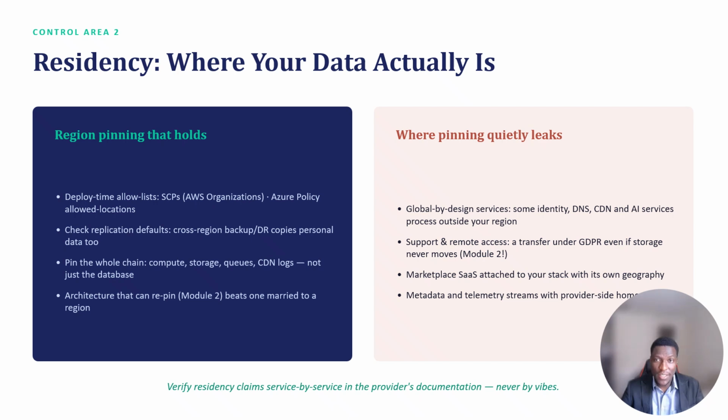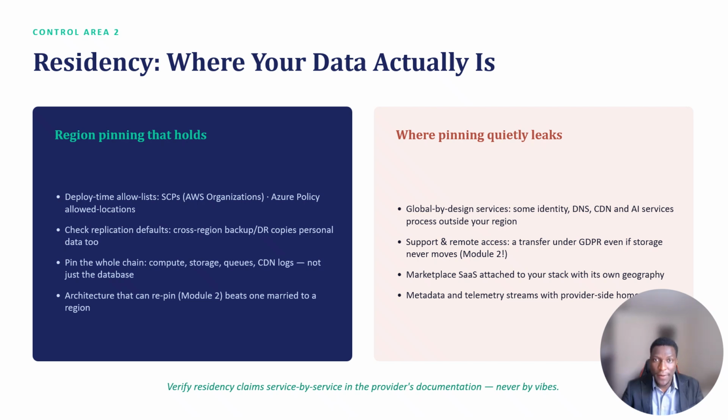Residency operationalizes Module 2 transfer rules. Now, on the left column, this is the pinning that holds. Enforce at deploy time with organizational-level guardrails. Service control policies in AWS Organizations. Allowed locations in Azure Policy, for example. So generally, the idea here is that a developer can't create resources in the wrong region even by accident.